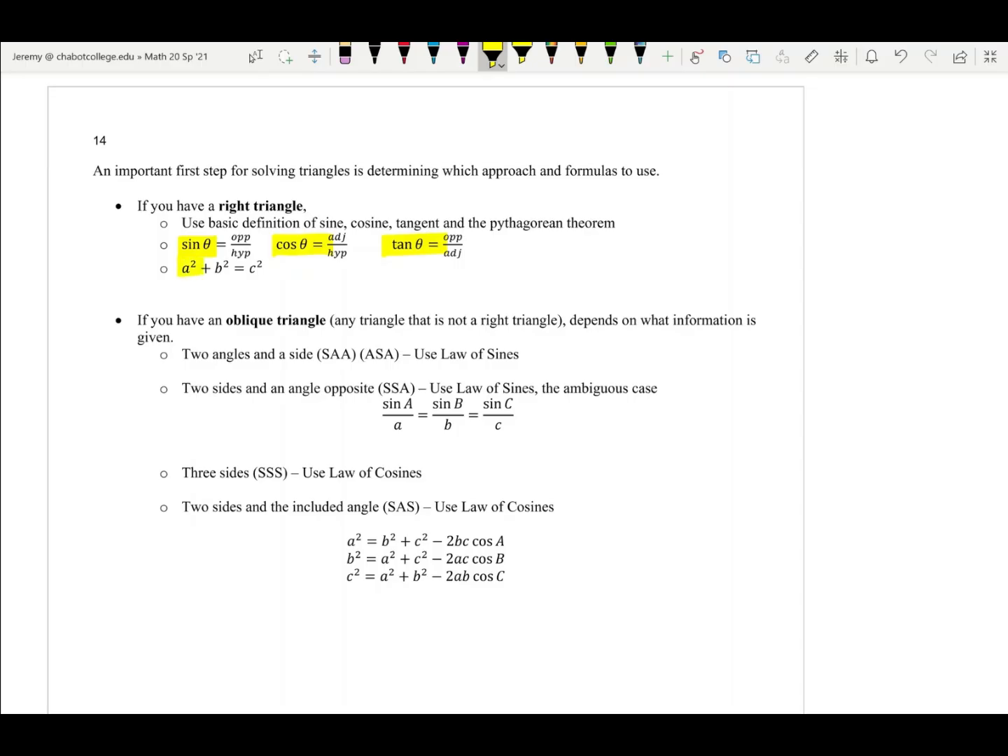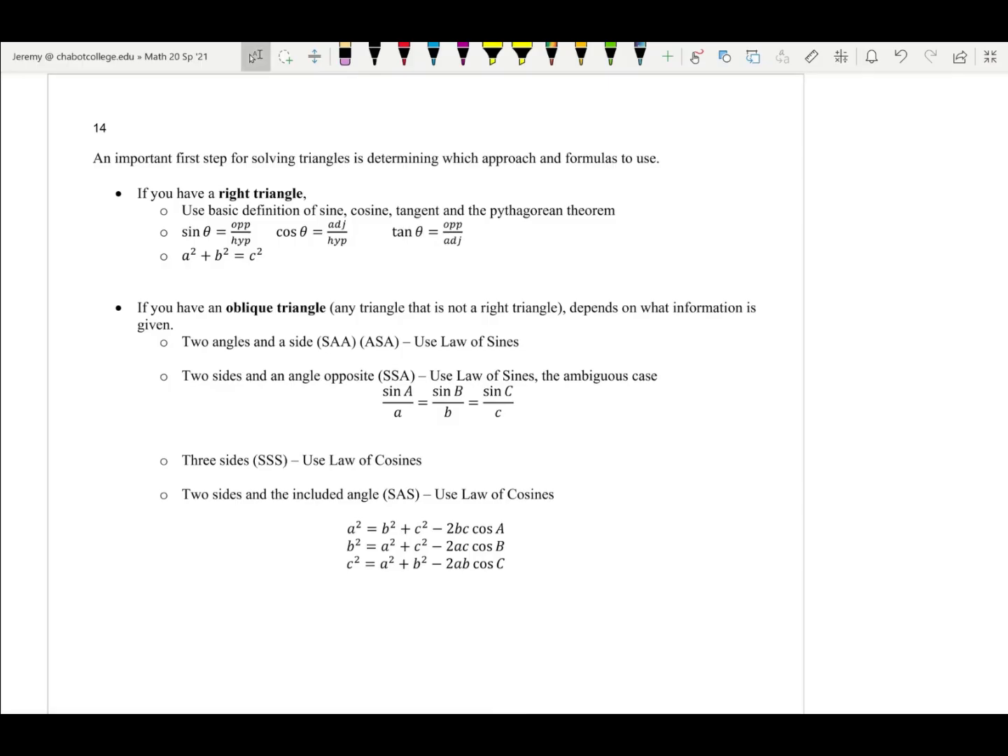Also, we have the Pythagorean theorem, right? a squared plus b squared equals c squared if we're just trying to solve for a side length using two other side lengths. These are all awesome formulas, and if we have a right triangle, we know that we can use them. So if it's a right triangle, that's great. That's kind of like the easy case, because we could just apply the basic trig functions and life is good.